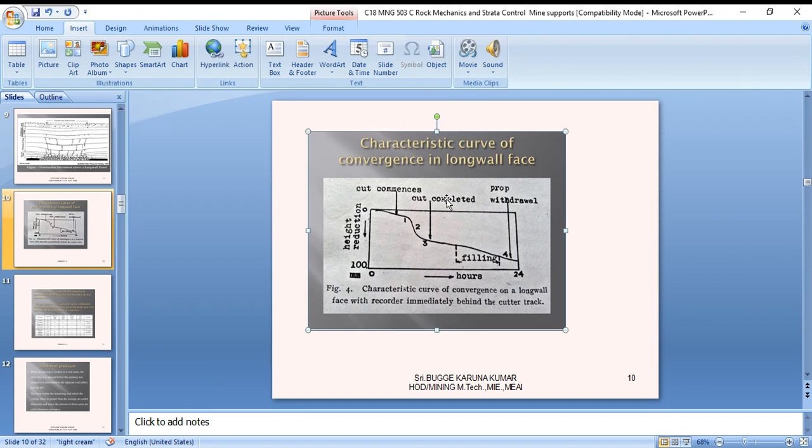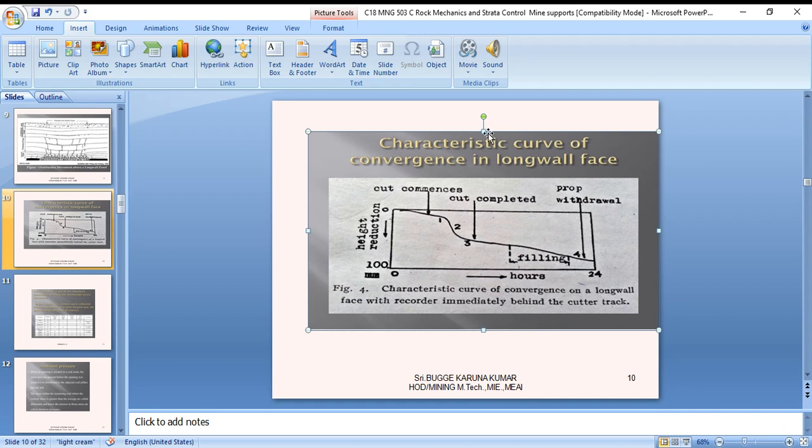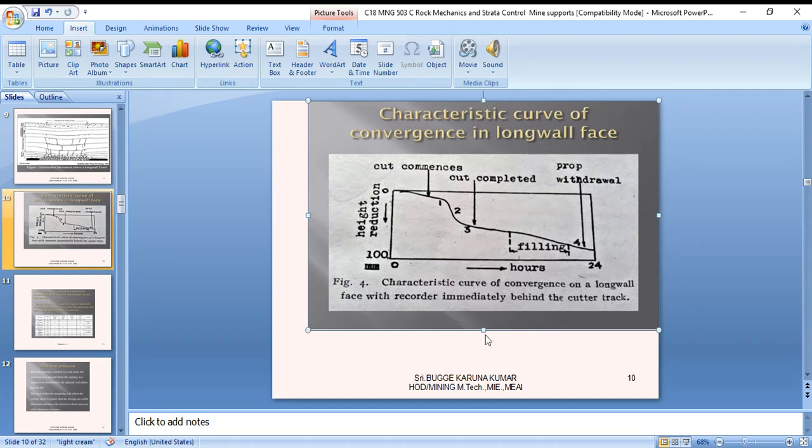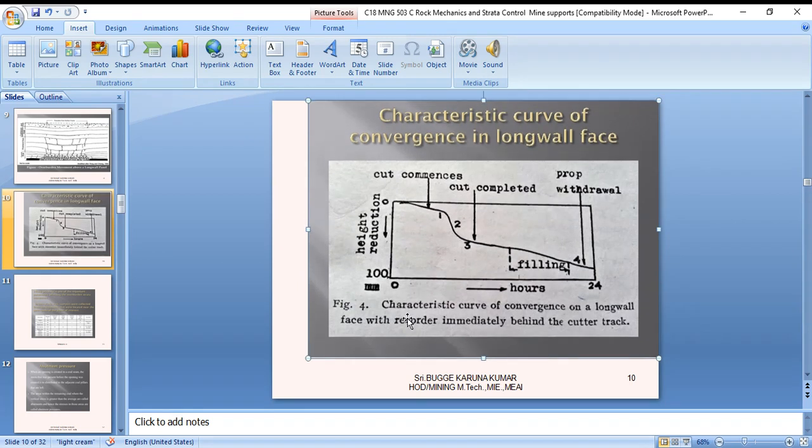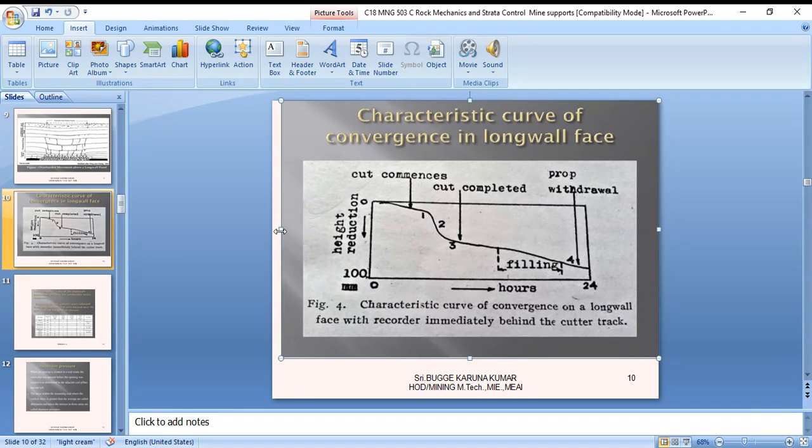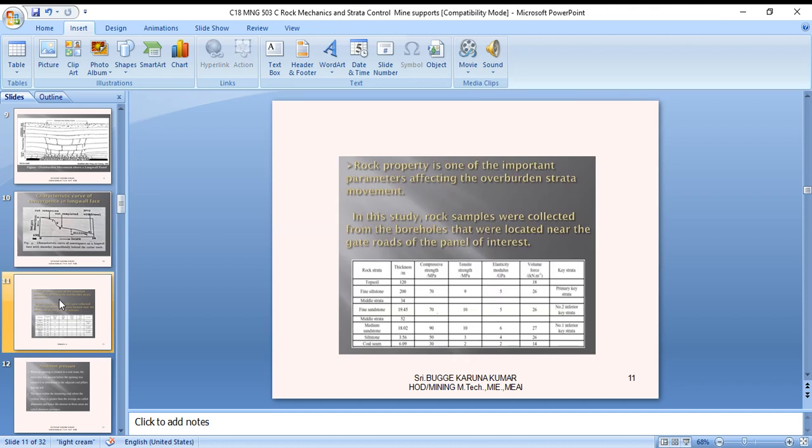This is a characteristic curve of the convergence in a longwall face. The characteristic curve of the convergence of a longwall was recorded immediately behind the cutter track. So this shows the hours and the reduction in height, cut commencing, cut completed. So this is the characteristic curve.